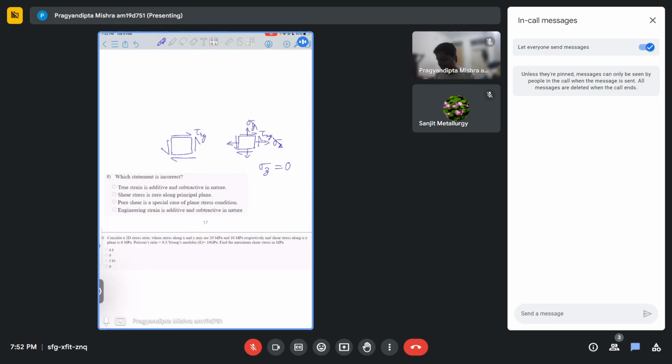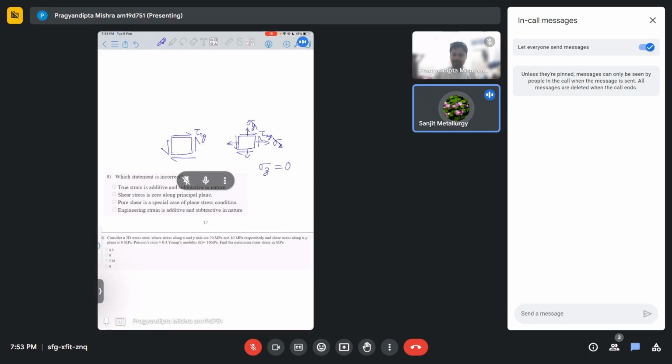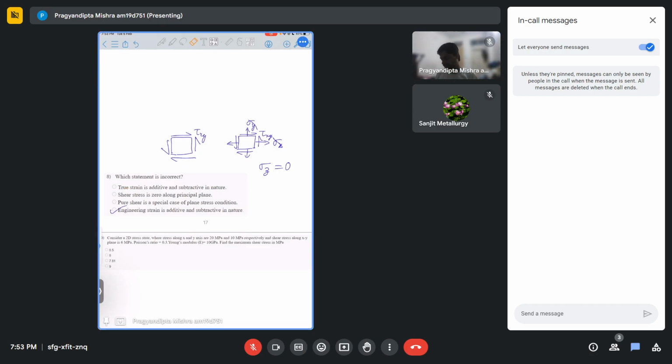But the last statement: engineering strain is additive and subtractive. Is it correct or incorrect? If you remember in the NPTEL video, sir had talked about an example where engineering strain was shown to be non-additive. If you strain a material to double its length, your strain is equal to 1, right? And then if you put -1 strain from this double length, it will come back to 0. It will not come back to half. So you need to put half, right? So it is not additive directly. Yes, sir. True strain is additive, but engineering strain is not additive. Yes. So this is the correct option.